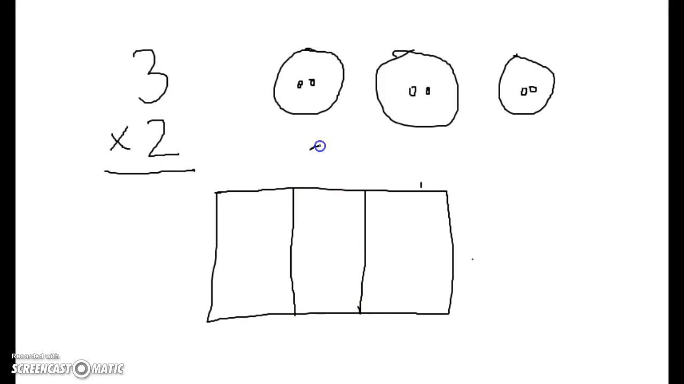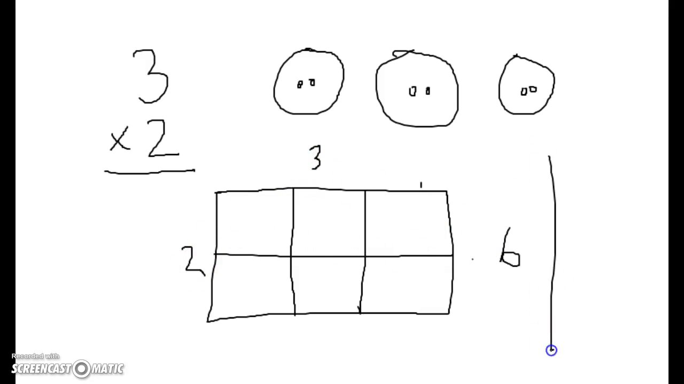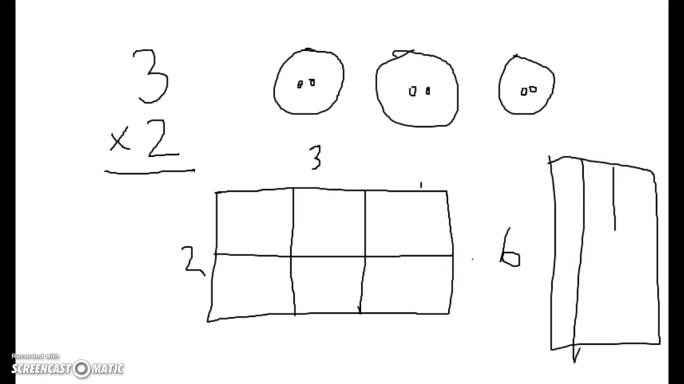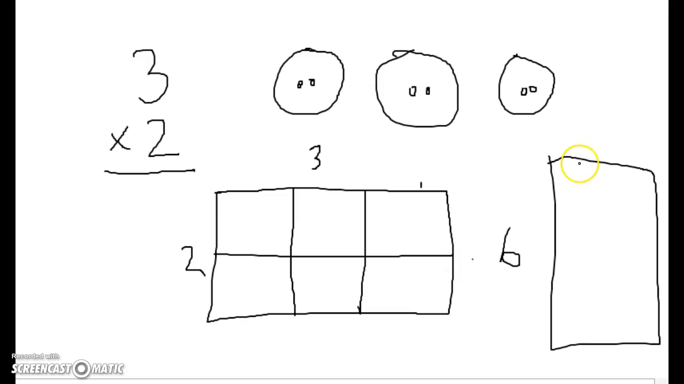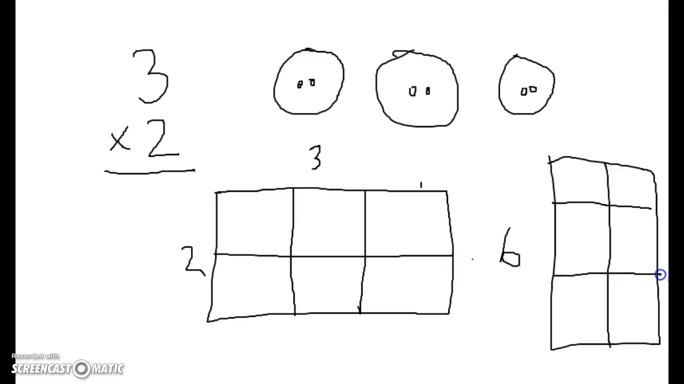If we've got 3 on this side and 2 on this side, that means we've got 2 rows and 3 columns, then we're going to get 6 boxes out of this. Okay, so 3 times 2 is 6. This also helps them see that 2 times 3 is 6, because regardless of how you draw this rectangle, as long as you're drawing it correctly, whether you have it vertical or horizontal, you're still going to get 6 boxes.